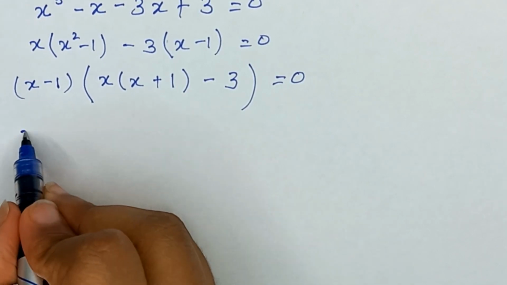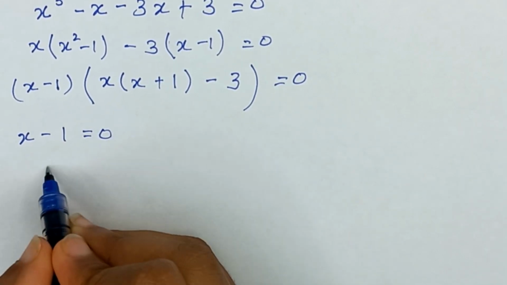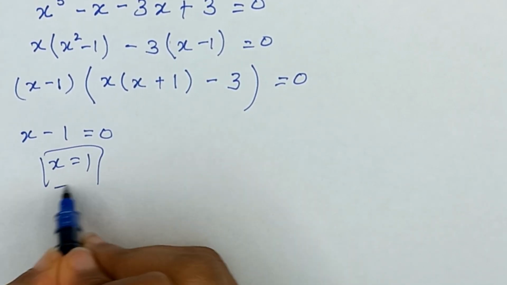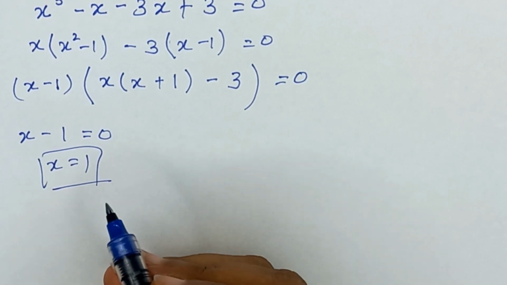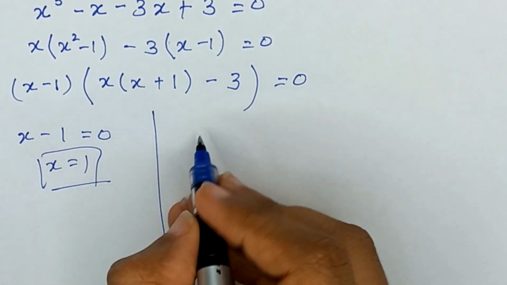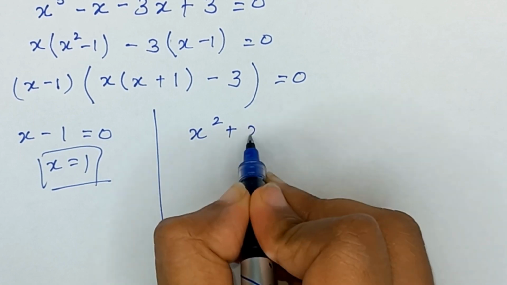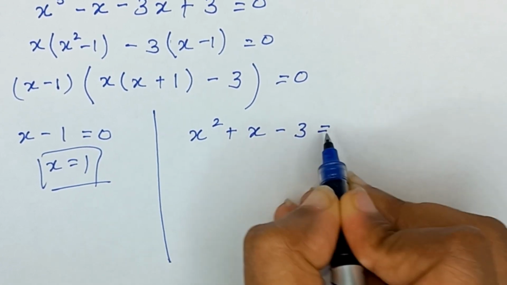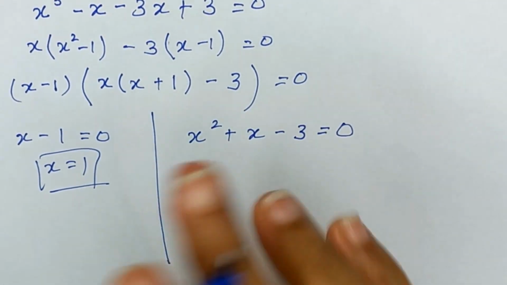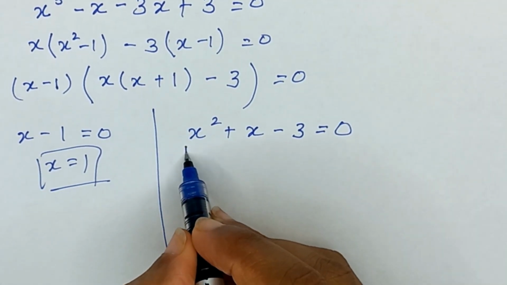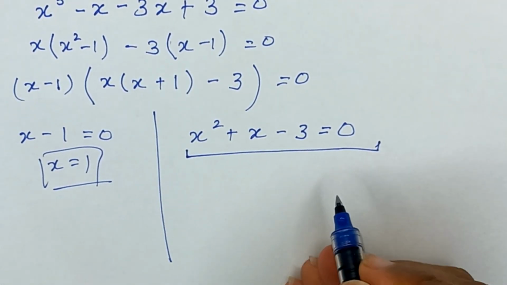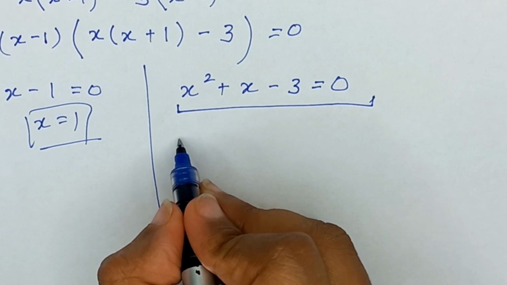So one of the factors is x - 1, which is equal to 0. From here x = 1, as we already know that x = 1 is one of the solutions of this equation, and the other factor becomes x² + x - 3 = 0. Now from the cubic equation I get a quadratic equation. Now I can apply the quadratic formula.